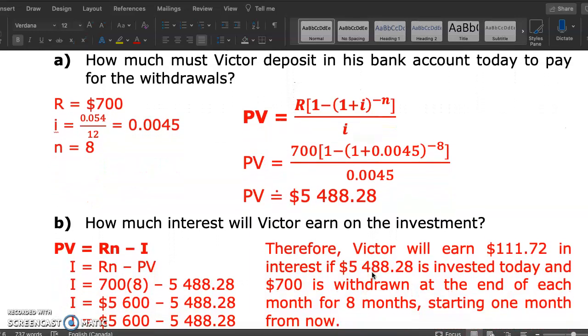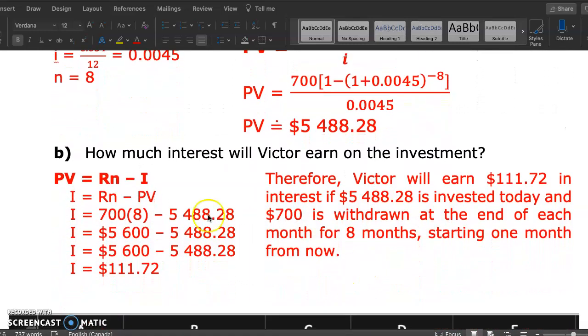So what this means is that if I invest this today, I will get R times N, which is 700 times 8, $5,600 by the end of the investment. So that's the incentive to want to invest money now, because you will earn interest. Because if you are just getting $700 each month of your own money, then there has to be some incentive for you to want to do this. There will be interest that accumulates with the amount that is invested into the bank.